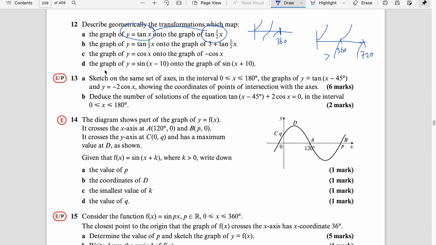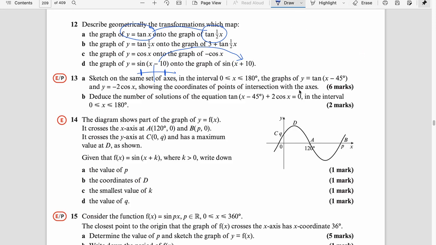Look at this D part. The graph of y equals sine x minus 10 onto the graph of sine x plus 10. So x minus 10, minus means it is already on the positive 10 side, and plus 10 means it is on the negative 10 side. So moving from this graph to this means we are moving 20 units to the left. Any confusion? 20 units to the left.